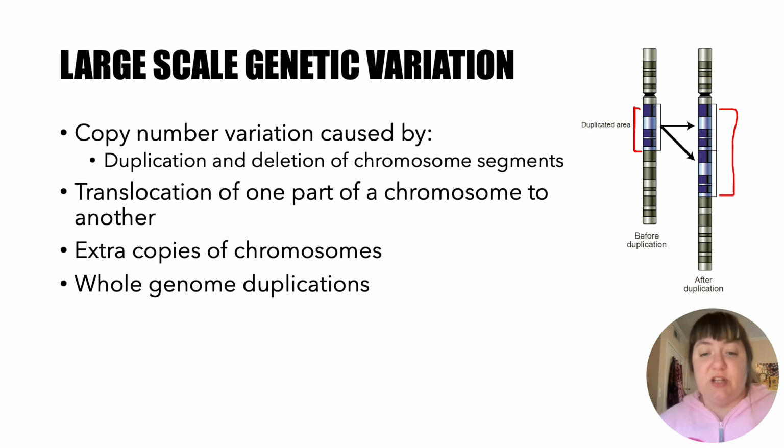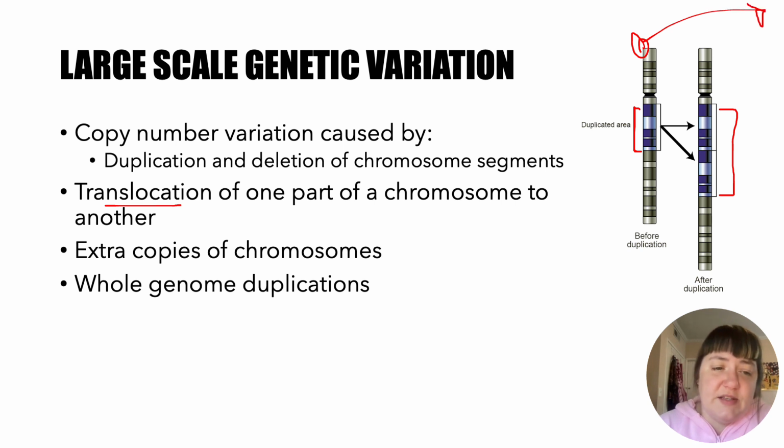They're more equipped, and they actually use this to their advantage to evolve new forms of genes. A lot of the genes that synthesize different things have evolved that way. There are also examples of translocation, where one part of a chromosome will get moved to a totally different chromosome. You'll also sometimes see extra copies of chromosomes and even whole genome duplications.